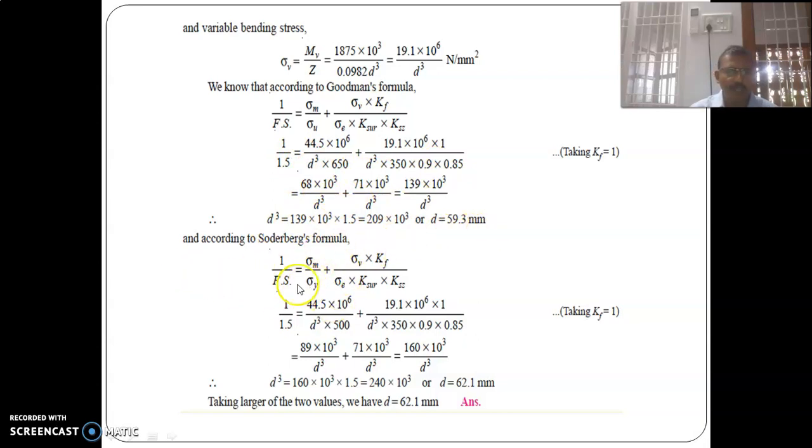In the Soderberg formula, 1 by factor of safety equal to sigma m by sigma y plus sigma v by sigma e into kf. The same formula will be applicable. Only thing, instead of sigma u, we have to substitute sigma y in the Soderberg formula, so the value will only change. Sigma y is 500. Instead of sigma u 650, you have to substitute 500. You can get the diameter as 62.1. Here the Goodman diameter is 59.3 mm. So you have to take the maximum diameter, 62.1, as the answer.